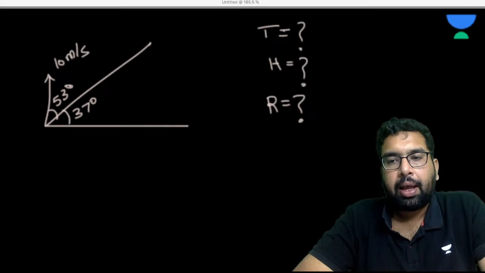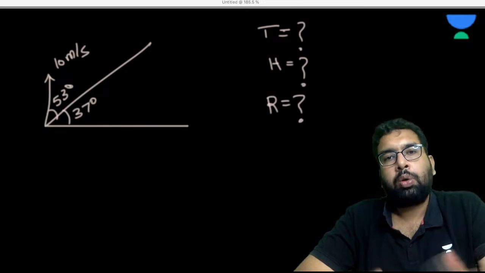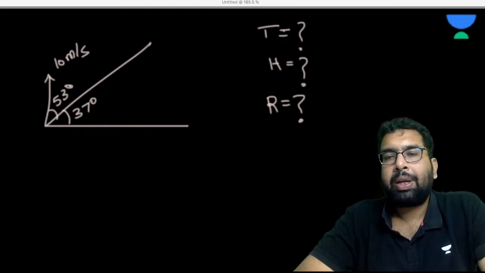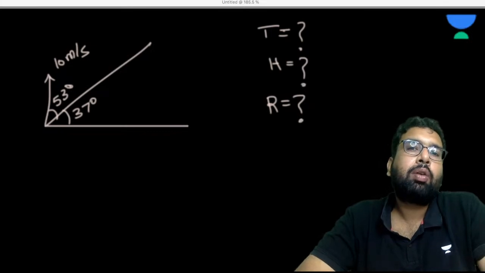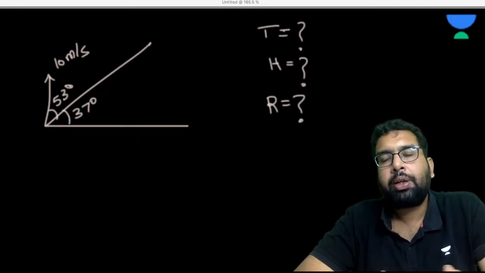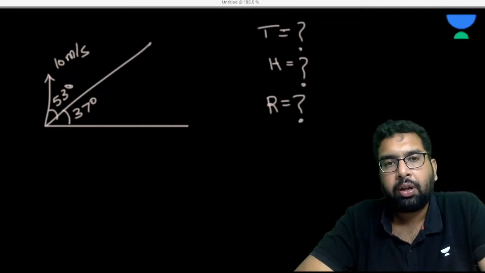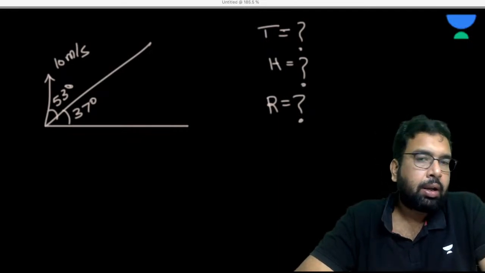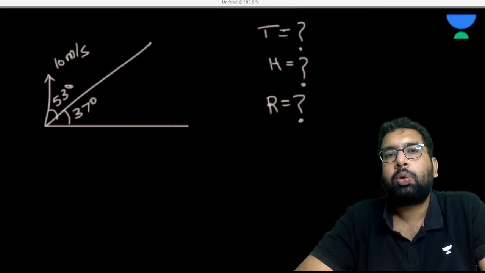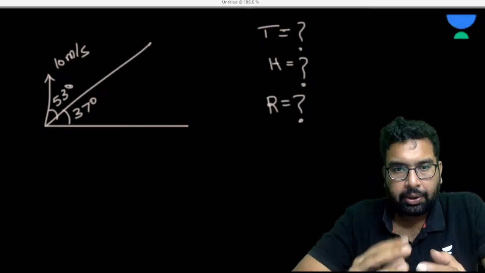After this motion in 2D, we'll be starting with Newton's laws of motion. Two topics are left in this chapter: relative velocity in two dimensions and circular motion. I'll be completing relative velocity in two dimensions today itself at 5 p.m. in another session. After that, we'll start circular motion, most probably from tomorrow. So this is how we proceed.